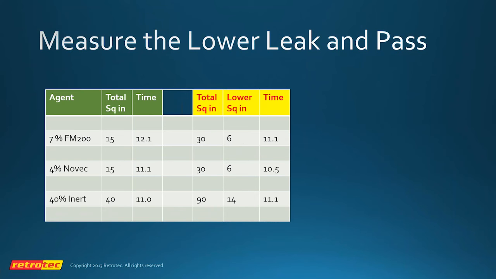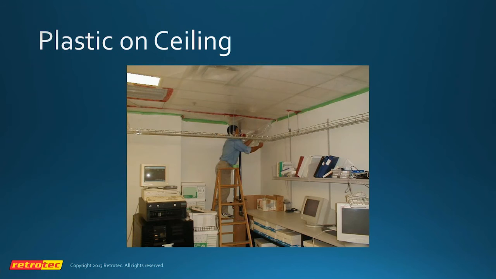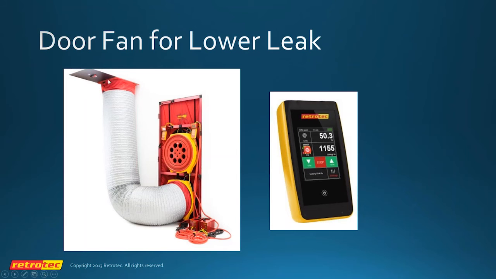That's an important consideration to make in these enclosures, is that the lower leak really determines the loss rate. In this case, we've got 7.5 square inches is the assumed leakage in the lower part of the enclosure. Here we measured 6 in the lower part of the enclosure, and we can actually have more leakage in the upper part of the enclosure and still pass. There's two ways to do that. One is to cover the ceiling in plastic, which allows us to measure the lower leak. The other way is to use this flex duct and to apply a neutralizing pressure across the suspended ceiling.